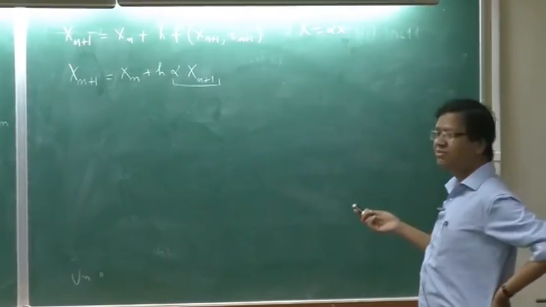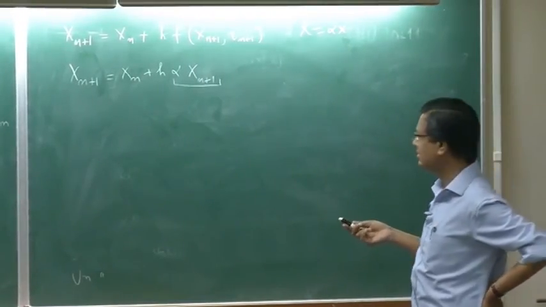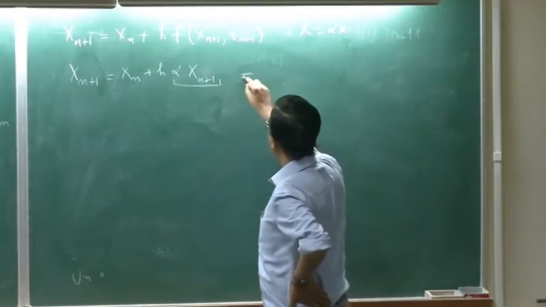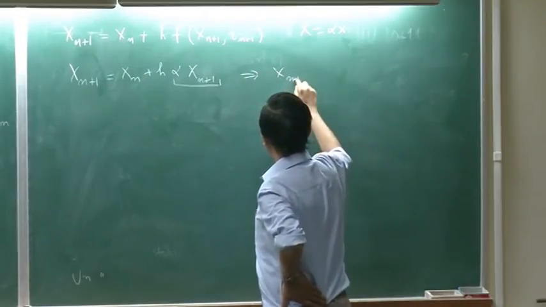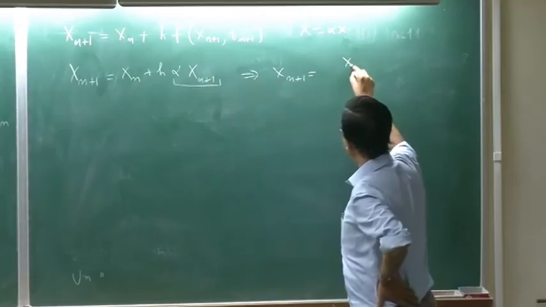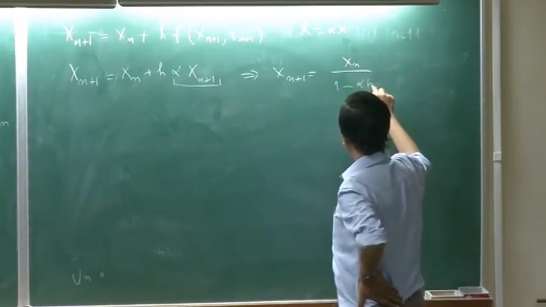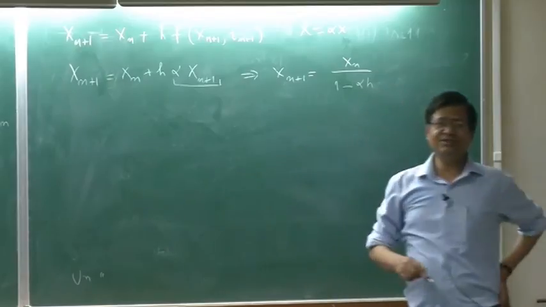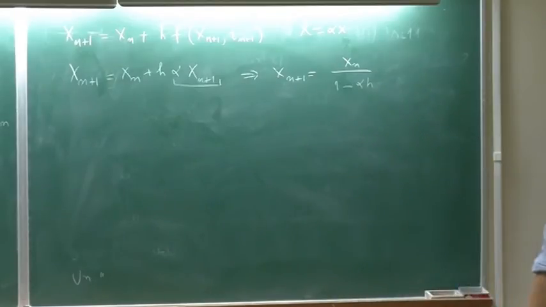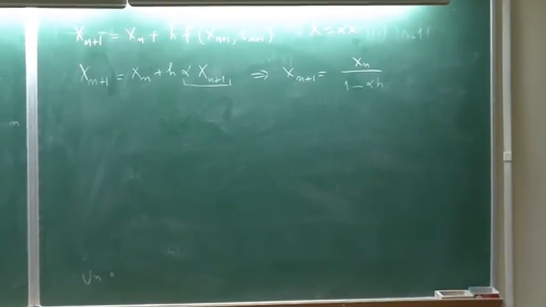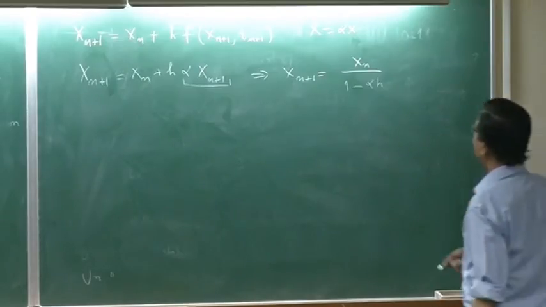Now I can easily solve for x_{n+1}. So what is x_{n+1}? This implies x_{n+1} is x_n divided by 1 minus alpha h. Now is this equation stable? Now remember, the problem is when alpha is negative. So is this equation stable or unstable for alpha negative? What is it?